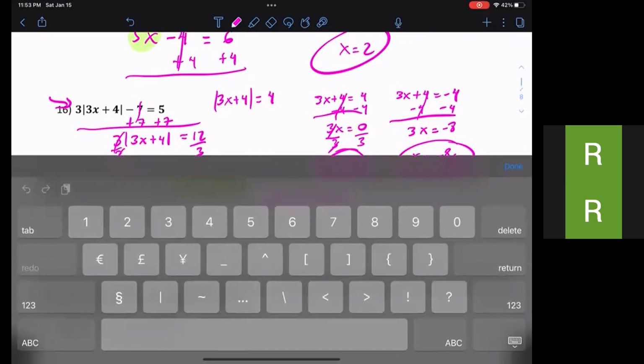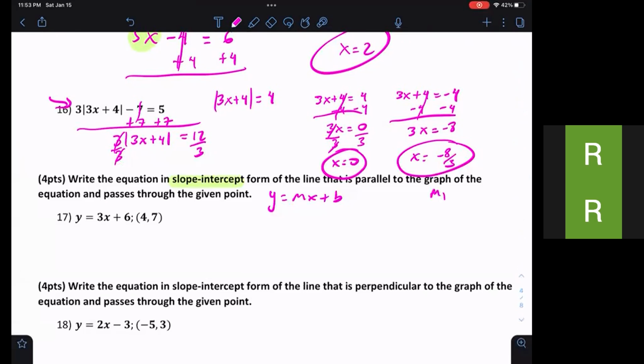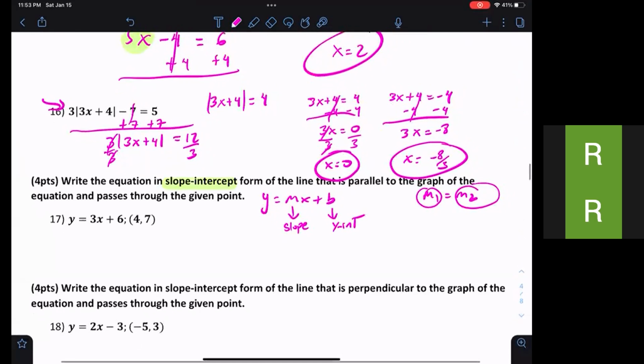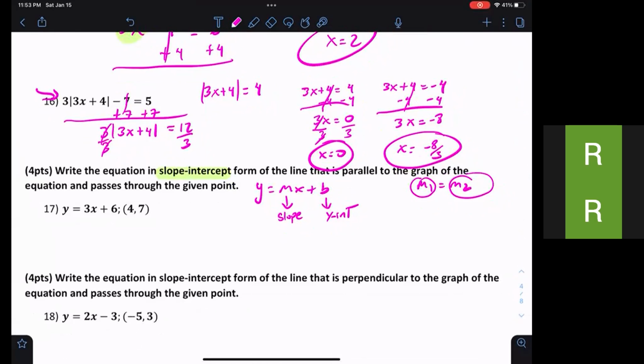So because we have 2 lines here, m1 equals m2. Just keep that in mind, right? m1 represents the slope of this line, and m2 represents the slope of the line that we're looking for, right? So here we have 3. Remember, this is mx. m is the slope, right? This is the y-intercept, whatever that is, right? So since they have the same slope, I can just say right away, this is going to be 3x plus b. I just need to find the y-intercept.